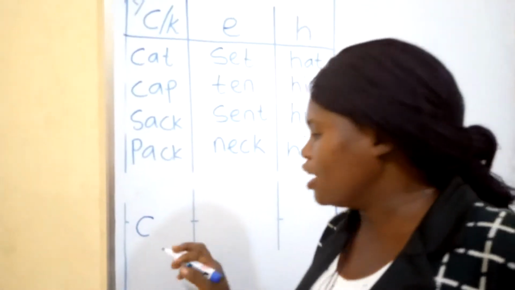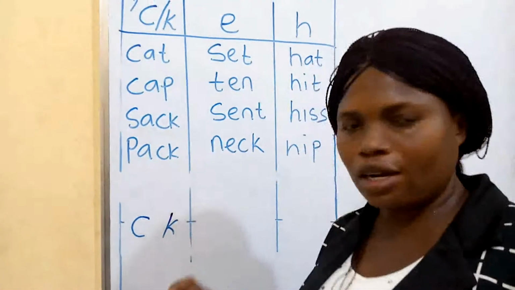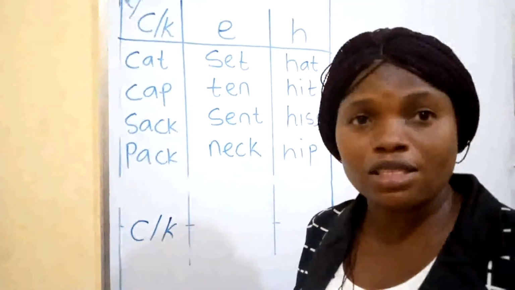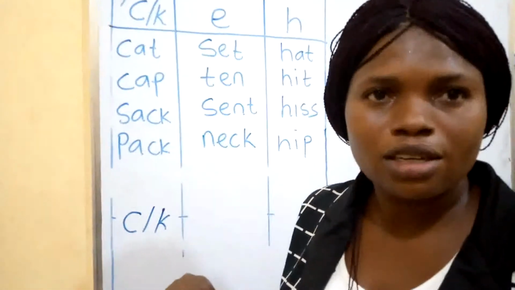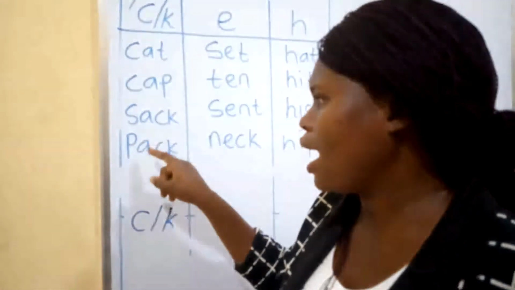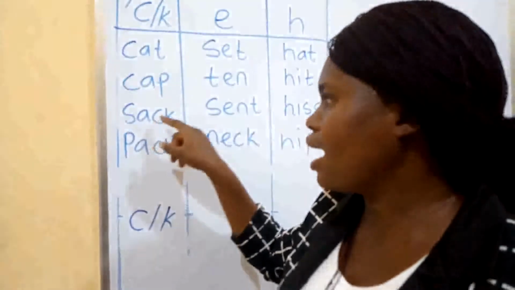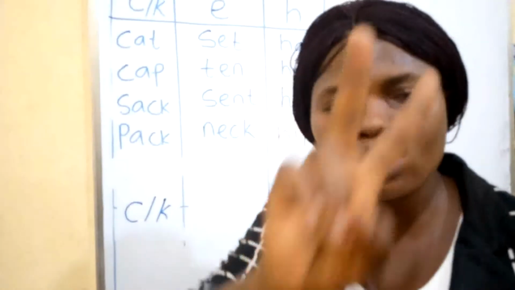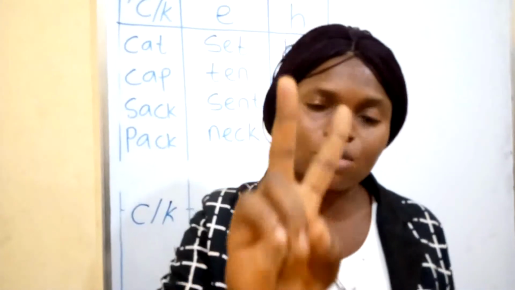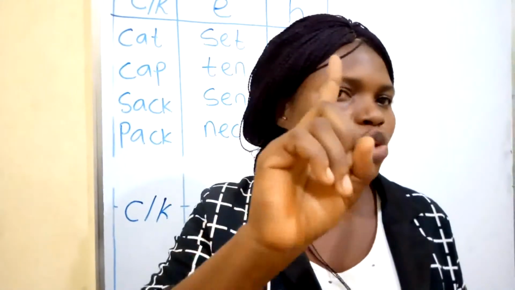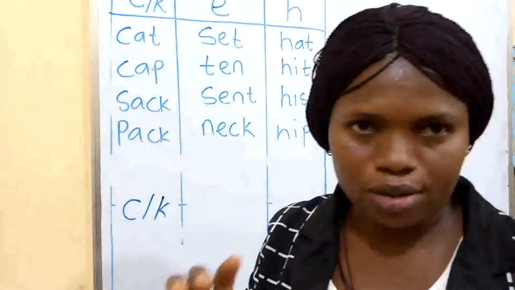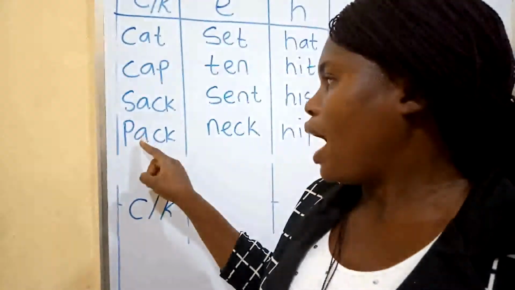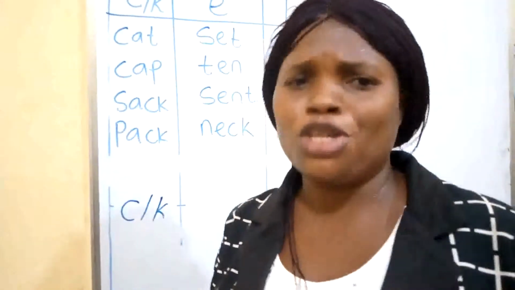Remember, any place you see either of these, it makes the sound k. Even if you join it together, it makes the sound k. You don't say pa, a, k, k. No, it's wrong. When two sounds come together, remember I told you earlier that it makes one sound. K, a, k. That's lovely.